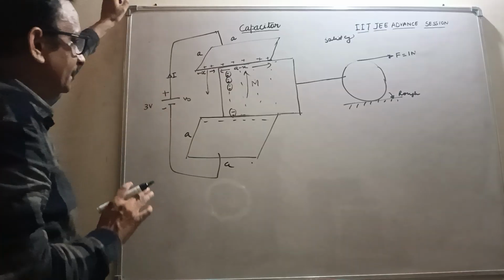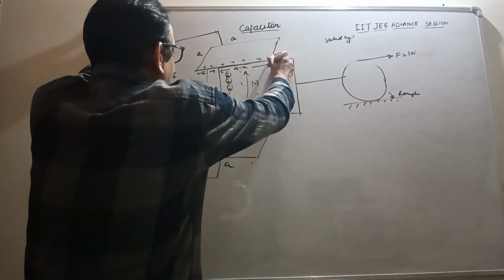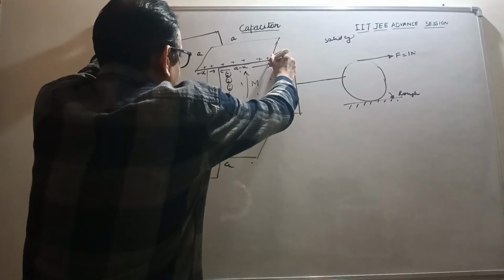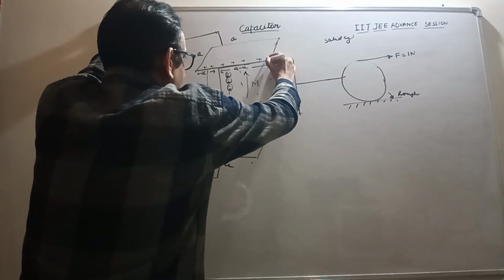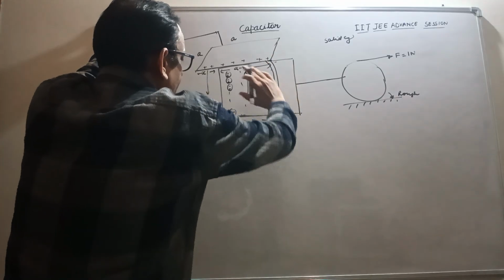So here, at the edges of the plate, the electric field lines bulge.